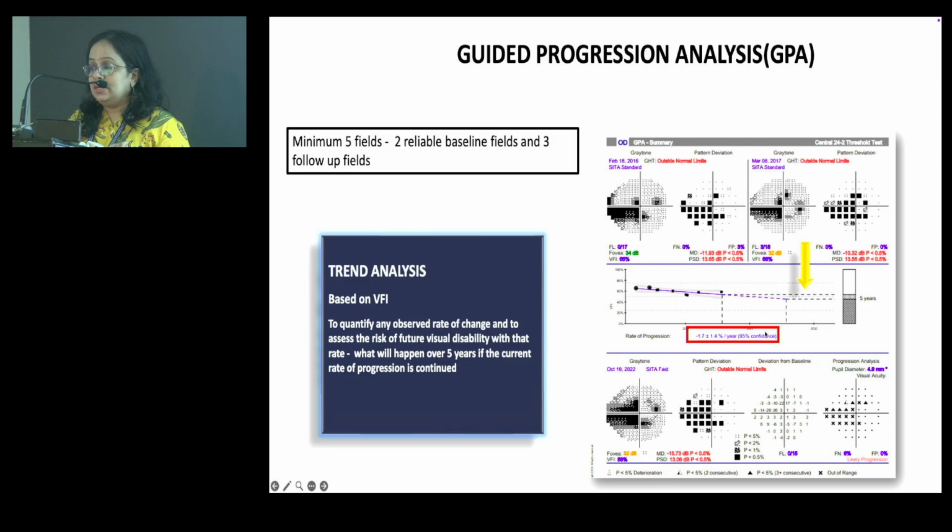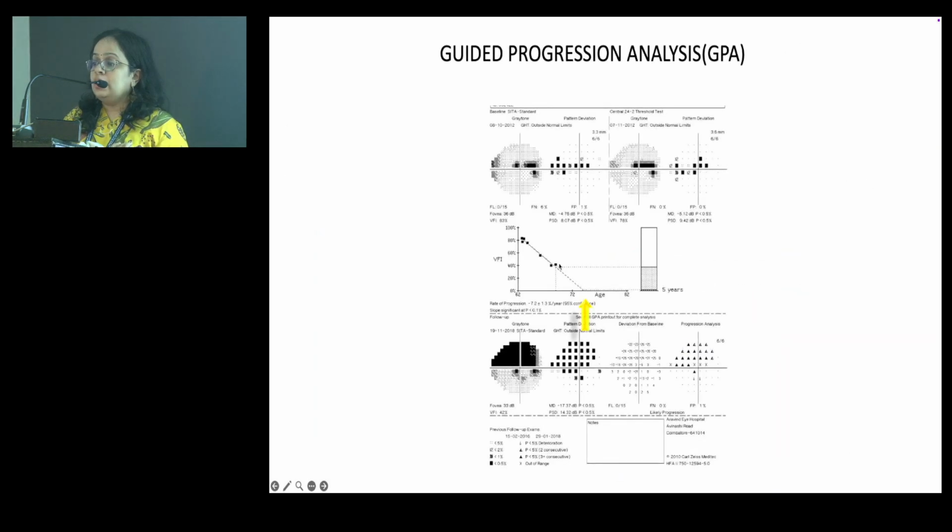So there is a trend analysis, and it can tell you about the rate of progression also. This patient was first visited in 2012, and 2 baseline fields were taken in 2012, and this is in 2018. You can tell there is a steep decline in the patient's visual field index, and there is a rapid progression that is happening.